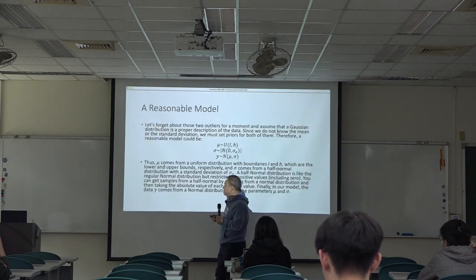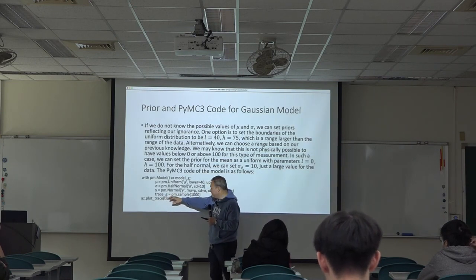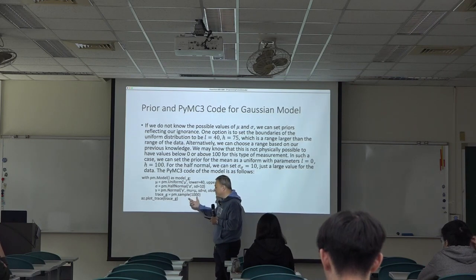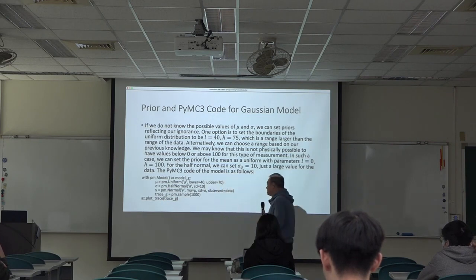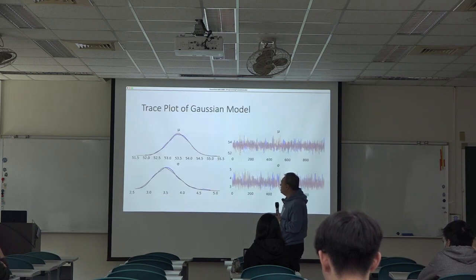Okay, and then you try to hit the inference button. Again, you tried 1,000 samples, and you put the result to trace G, and then you use a plot trace to plot the result. And when you plot this trace G result, you will find that it will give you two sets of figures.